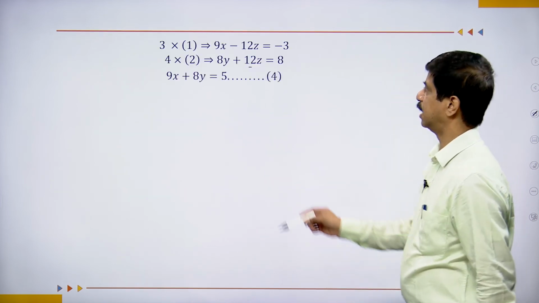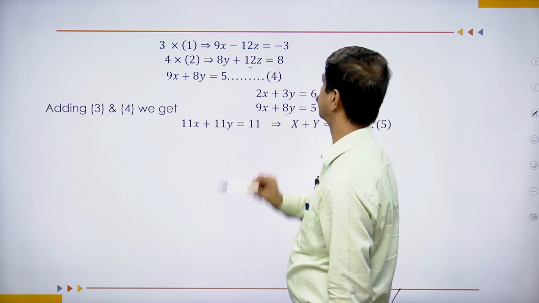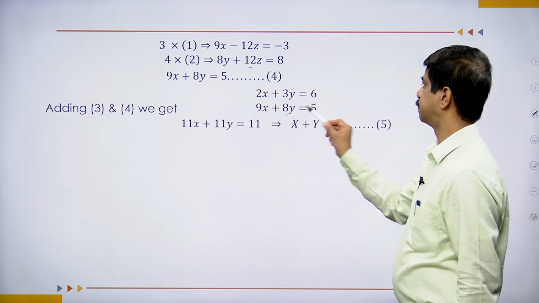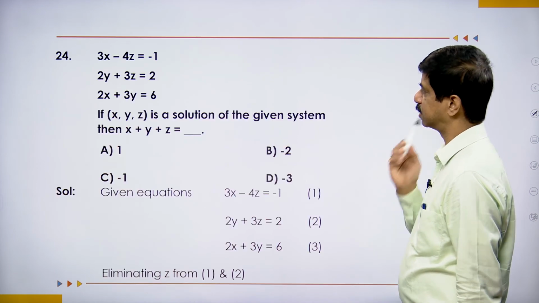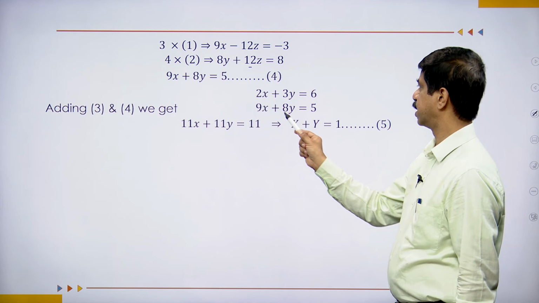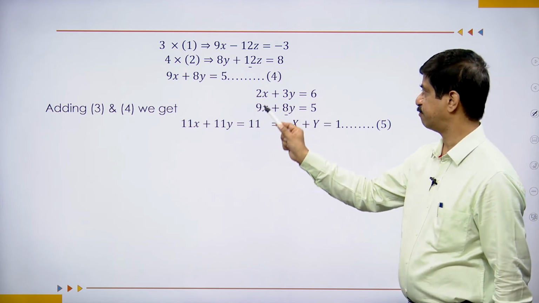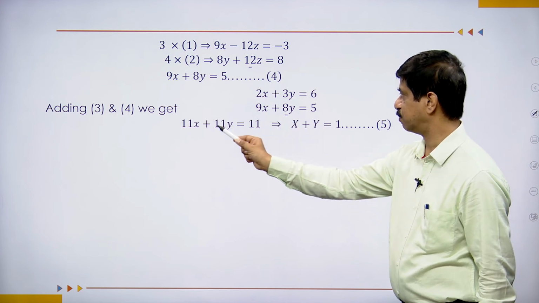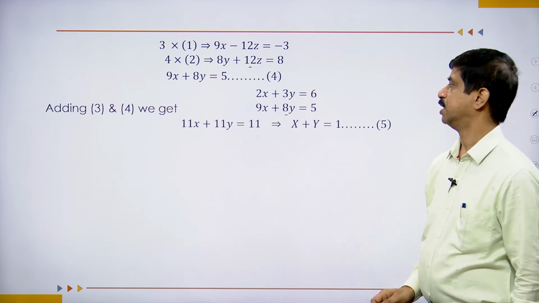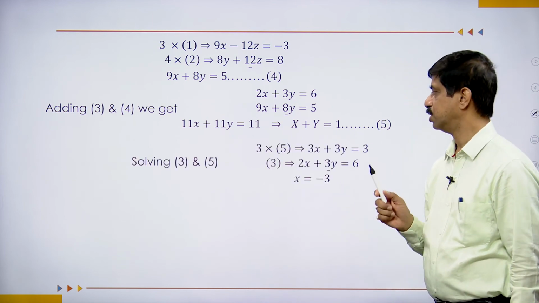If you do this, you get 9x plus 8y equal to 5. We have 9x plus 8y equal to 5, and what is the third equation given here? 2x plus 3y equal to 6. So we have 2x plus 3y equal to 6 and 9x plus 8y equal to 5. If you add these two, you will get 11x plus 11y. Since 11 can be taken common and cancelled, you will get x plus y equal to 1.